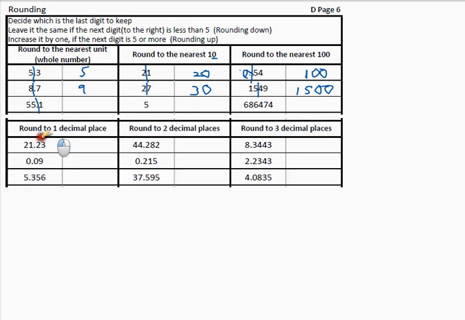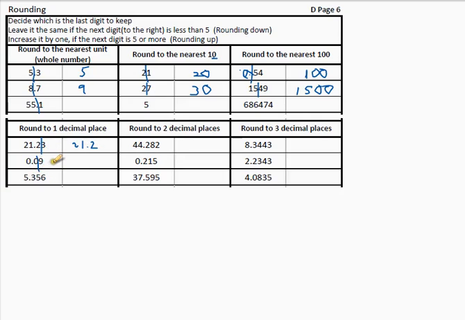Now in this case we draw the line there because we only want 1 number after the point, so we can think of throwing away that 3. That will disappear because we don't need it anymore. Now, because it's less than 5, that number before the line will stay the same. In other words, 21.2. Draw your line there.